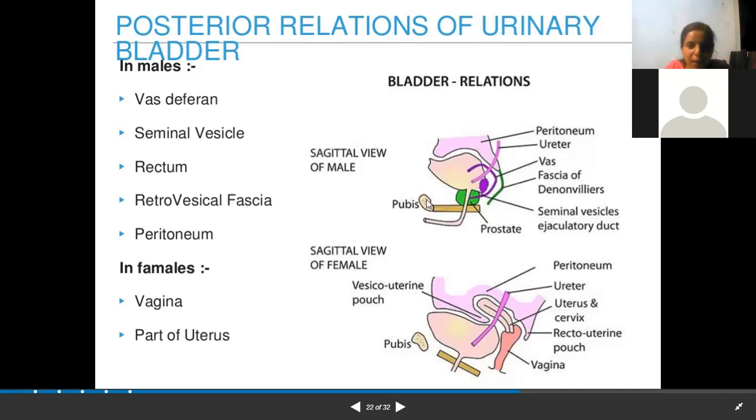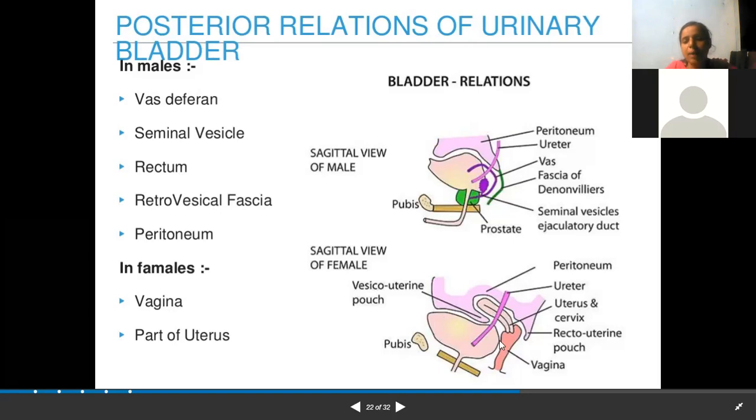penis. So when you see in males, behind, what do we see? We see the vas deferens, we see the seminal vesicles, then we see the rectum, then we have the rectovesical fascia and peritoneum. This is in males. In females, behind, you see this is the uterus, and then this is the vagina. So in females, it is posteriorly related to the vagina and a part of the uterus.